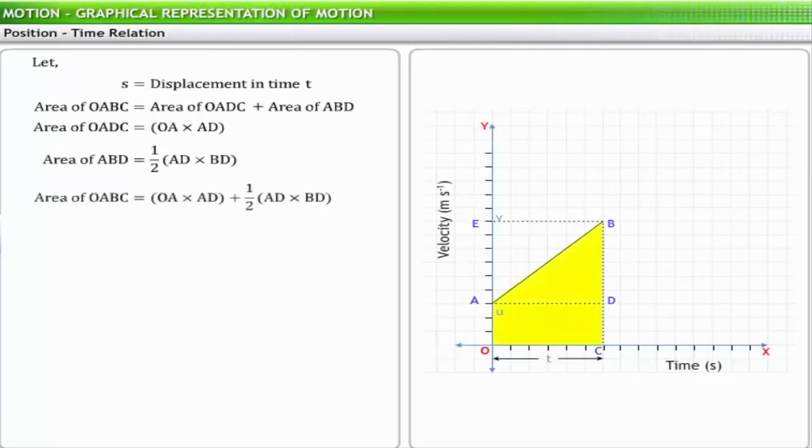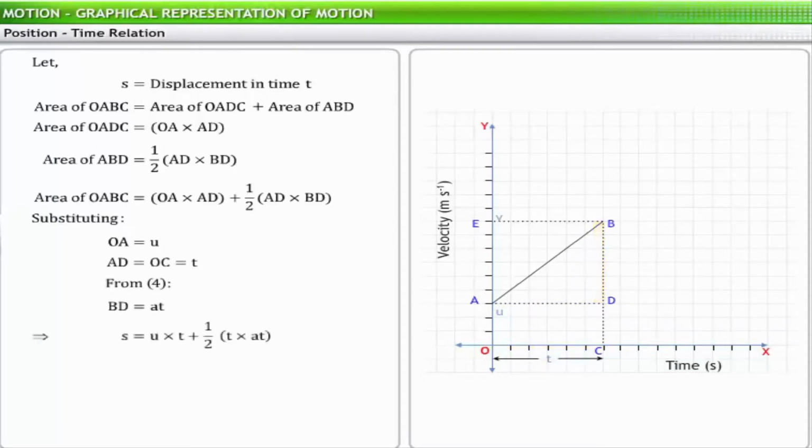Area of OABC is equal to OA multiplied by AD plus half of AD multiplied by BD. Substituting OA is equal to u, AD is equal to OC is equal to t, and BD is equal to at, we get s is equal to u multiplied by t plus half of t multiplied by at. Therefore, s is equal to ut plus half at square.